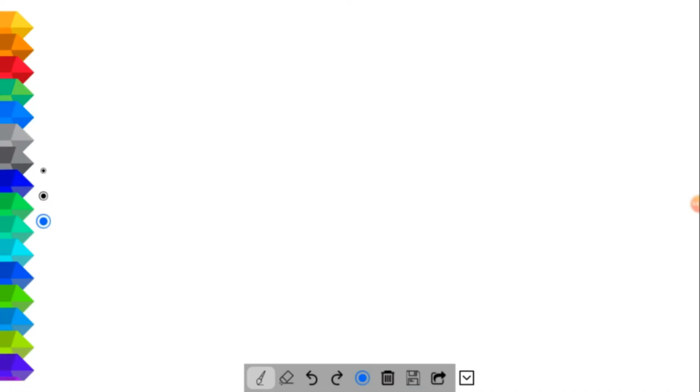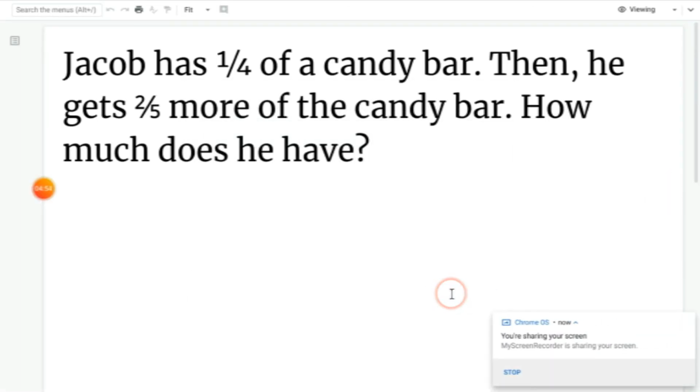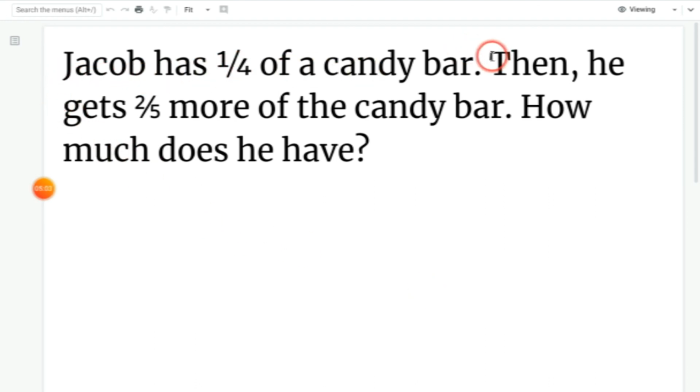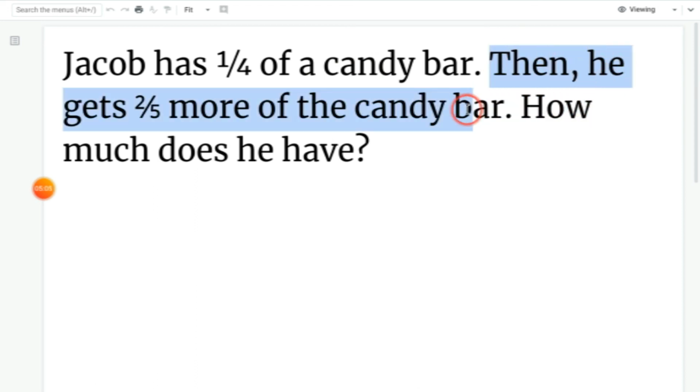Now we're going to see how a word problem would play out. The word problem says Jacob has 1/4 of a candy bar. Then he gets 2/5 more of the candy bar. How much does he have?